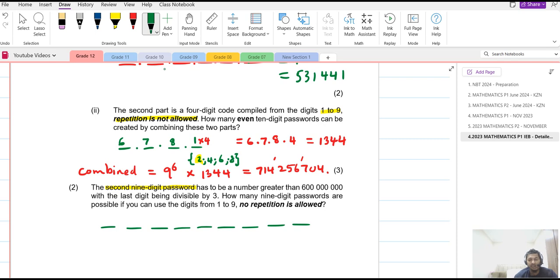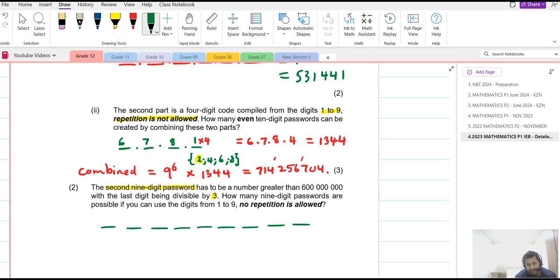Now let's see what's happening here. It needs to be a number greater than 600,000 with the last digit being divisible by 3. Only the last digit is divisible by 3, so you need to take that restriction into account. How many 9-digit passwords are possible if you can use the digits from 1 to 9? No repetition is allowed. Now we have multiple cases here.